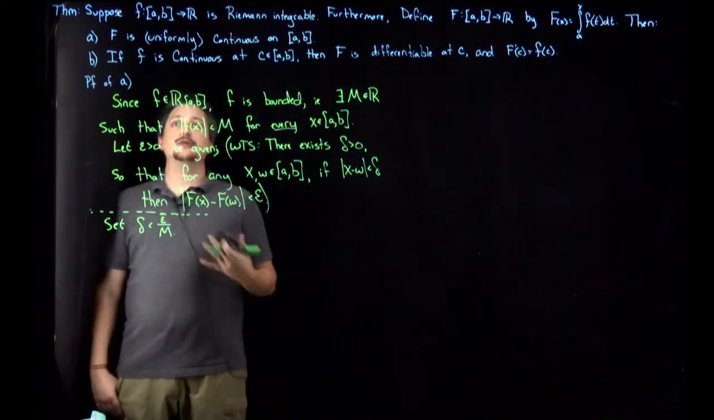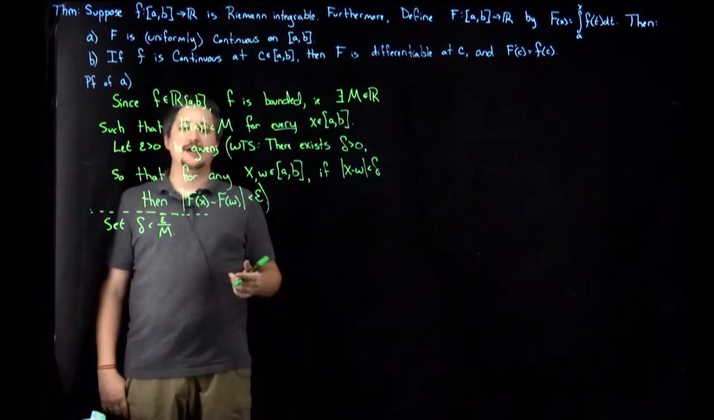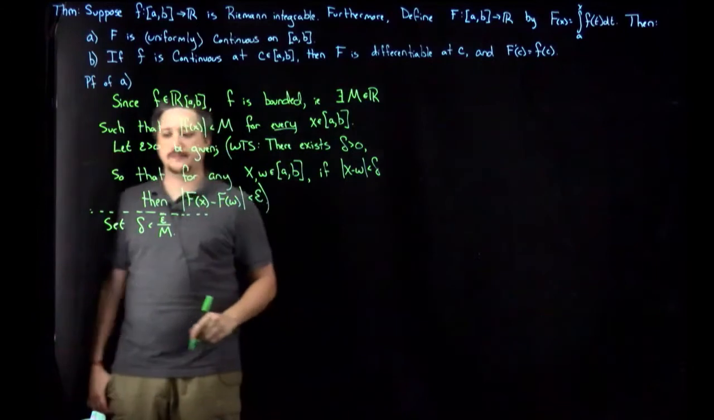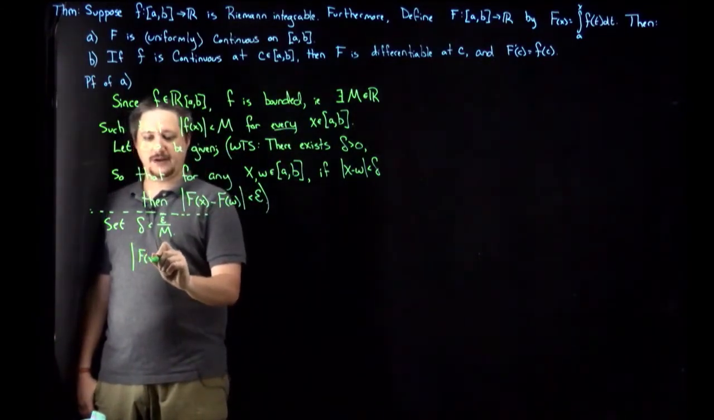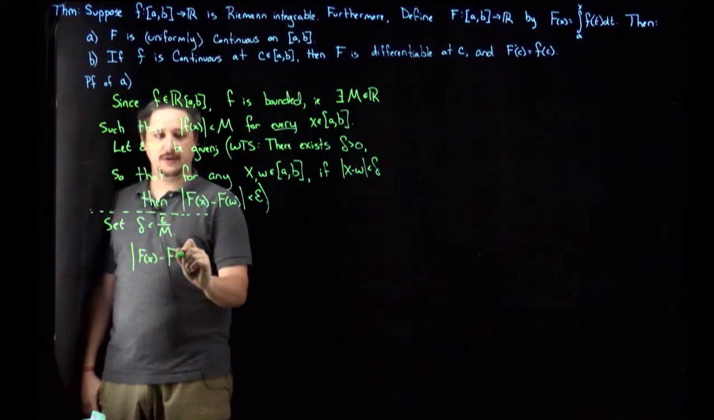So now what do we do? Well, now I'm just going to run through it and see what happens. So I want to do this piece here, right? So I'm going to look at F(x) minus F(w).